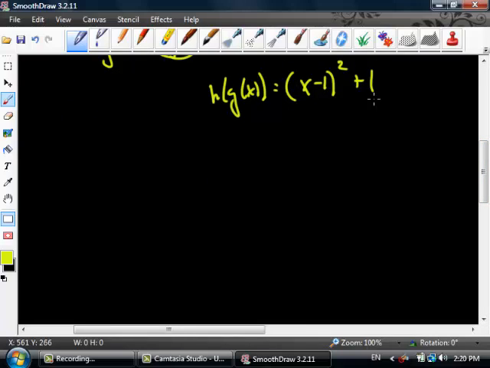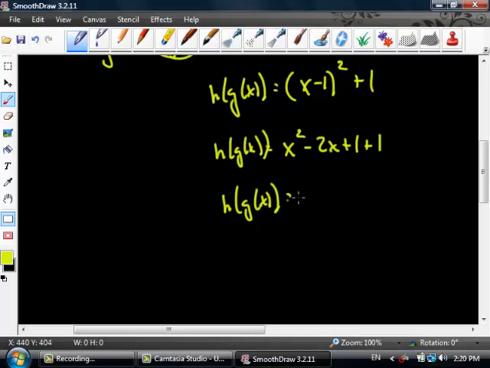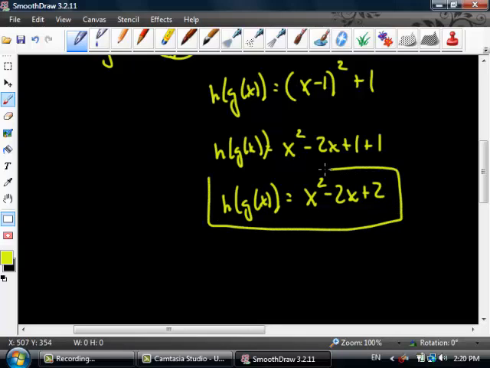All right. So I'm going to FOIL this thing out. This is x squared minus 2x plus 1 plus 1. So I get h of g of x equals x squared minus 2x plus 2. That's how you do it. Take one, plug it into the other.